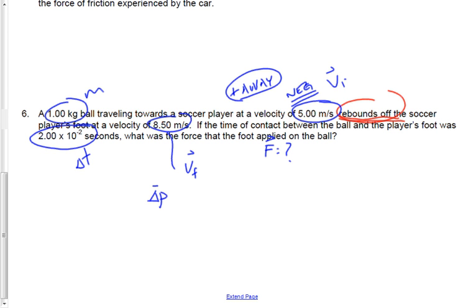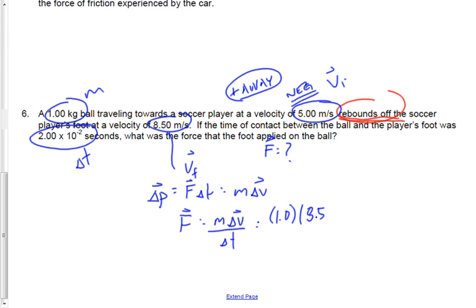So we're going to write down that equation. Delta P is equal to F times T, and it's equal to M times delta V. F is therefore equal to M times delta V over delta T. The mass here is 1 kilogram. Delta V is VF minus VI. VF is 8.5 minus VI, which is 5, divided by the time of 2.0 times 10 negative 2 seconds. Is that right?